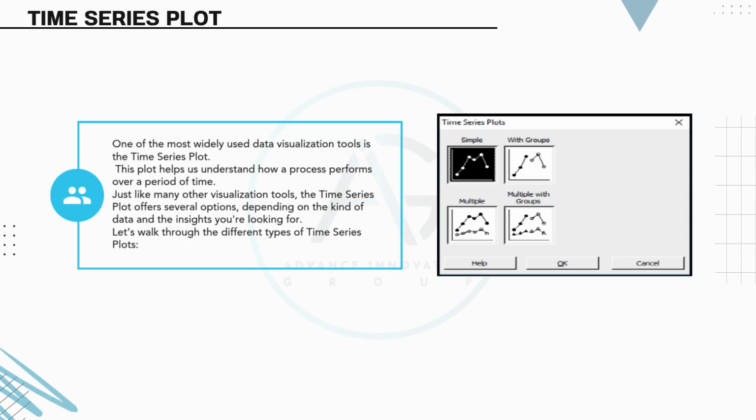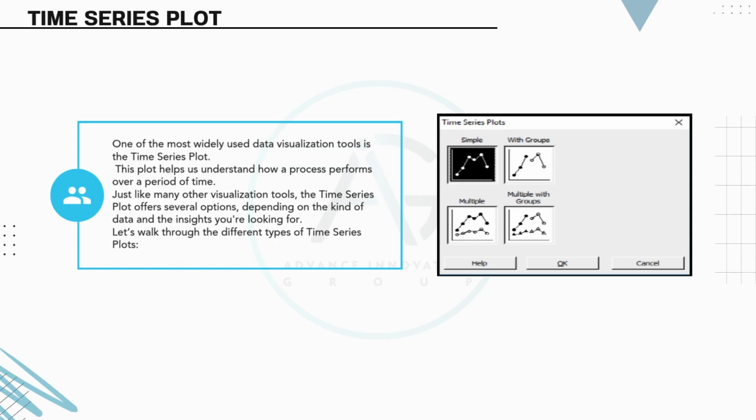Just like other visualization tools in Minitab or statistical software, the time series plot offers multiple format options based on the type of data and insights you're seeking. As shown in the image, we can create a simple plot for one dataset over time, a plot with groups, where time trends are broken down by categories, multiple plots for comparing different variables side by side, and multiple with groups, where multiple datasets are further grouped, ideal for layered comparisons.